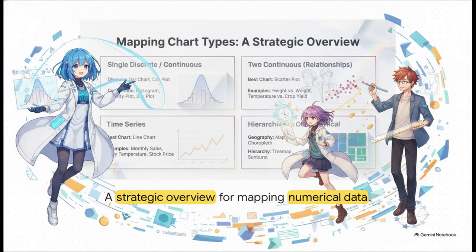Now, what's really fascinating here is how perfectly tailored our numerical tools are for highly specific jobs. A histogram beautifully shows the distribution of single continuous data. If you want to show the relationship between two different variables, a scatter plot is your absolute best friend. Time series data naturally fits a line chart, and if you're dealing with geography or hierarchies, things like maps and tree maps are going to do all the heavy lifting for you.